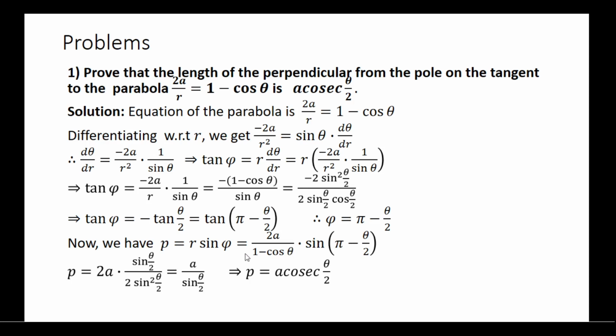And what is 1 minus cos theta? It is 2 sin square theta by 2, the formula. One sin will get cancelled. It's a divided by, and again 2 will get cancelled here. It's a divided by sin theta by 2. So the length of the perpendicular from the pole to the tangent is given by, what is 1 by sin? It's cosecant. Therefore it is a into cosecant theta by 2.